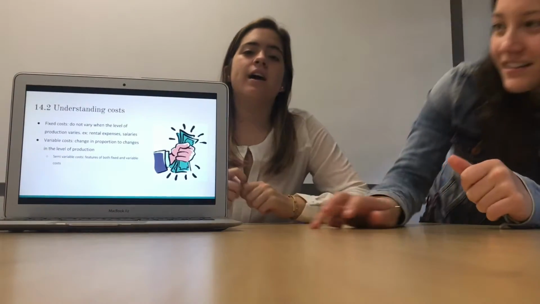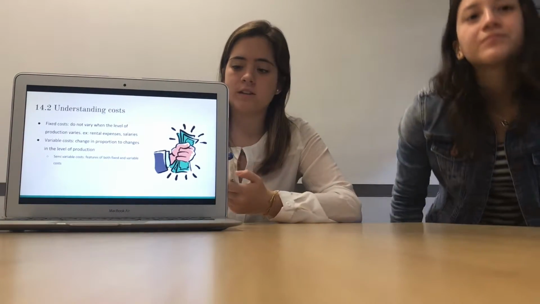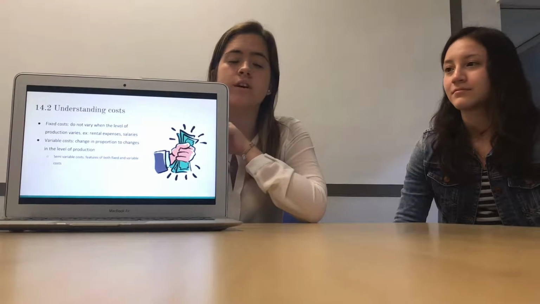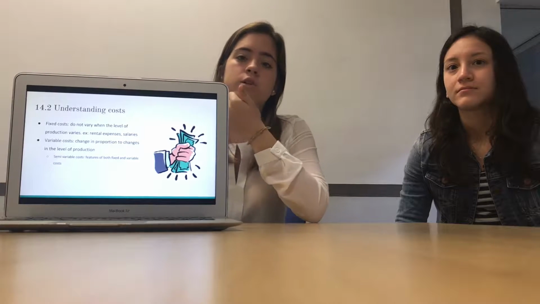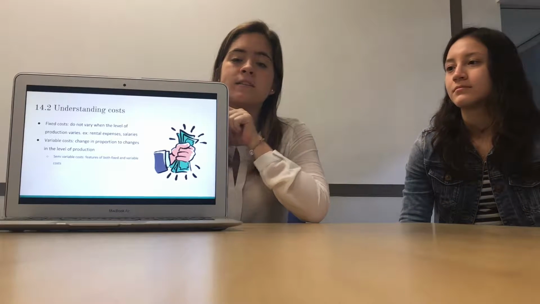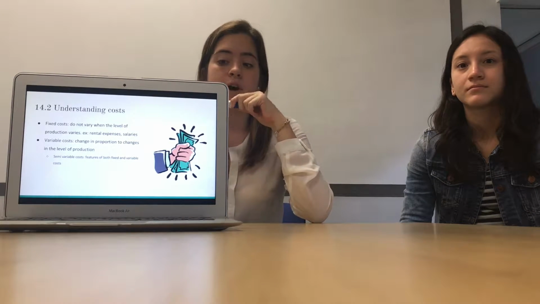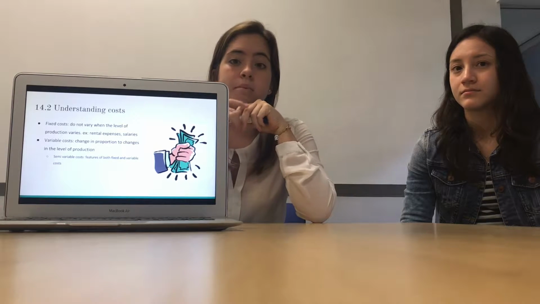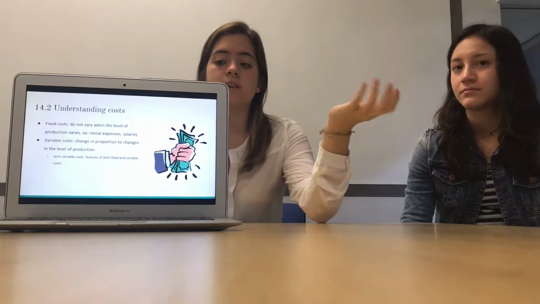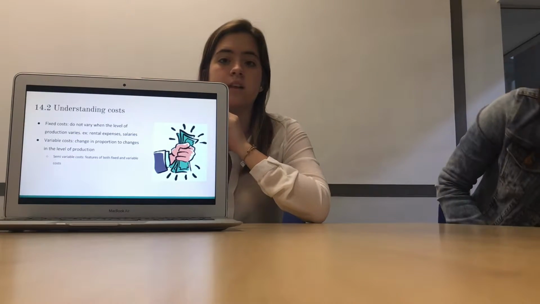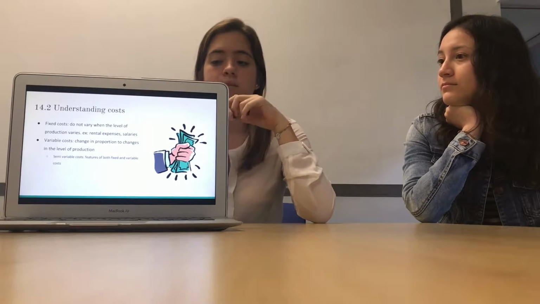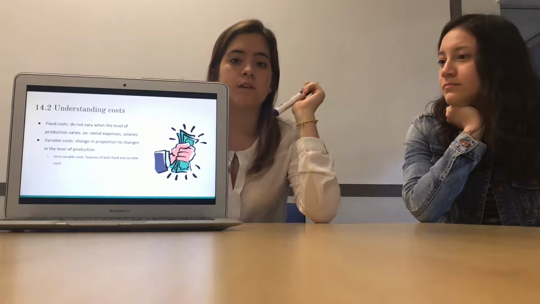Okay, so now a small recap on chapter 14. Chapter 14 talks about costs, and the first part is about understanding the types of costs there are. So as we know, there are two types of costs: fixed costs and variable costs. Fixed costs do not vary with the level of output production. For example, rents that stay the same, or salaries. And variable costs, on the other hand, change in proportion to changes in the level of production. There is also another type, which is semi-variable costs, which has features of both fixed and variable costs.